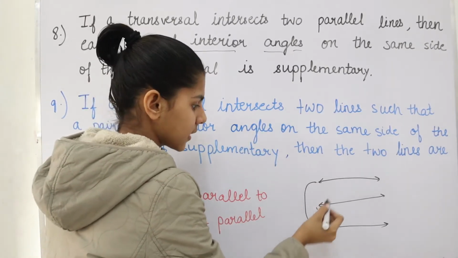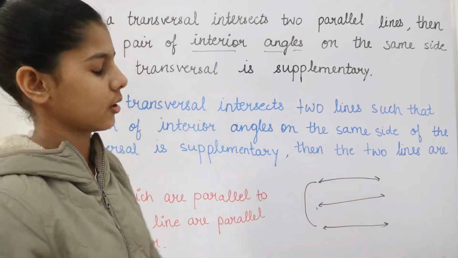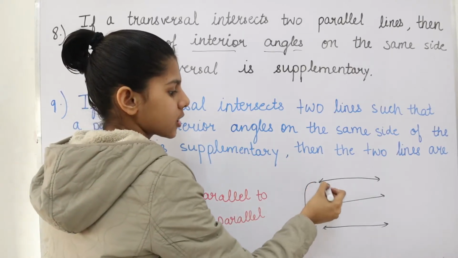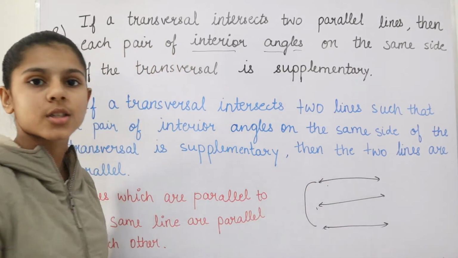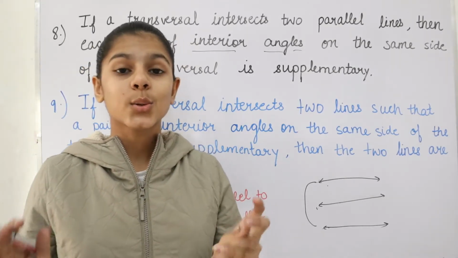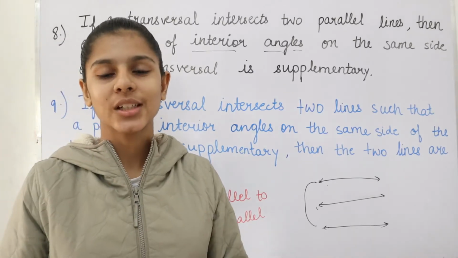So these both lines will be also parallel. They will be parallel with each other. If these both lines are parallel to the middle one, then these both lines will be also parallel. So this is the 10th rule. So we have discussed a total of 10 rules in the video. Now let's do some questions related to these rules.